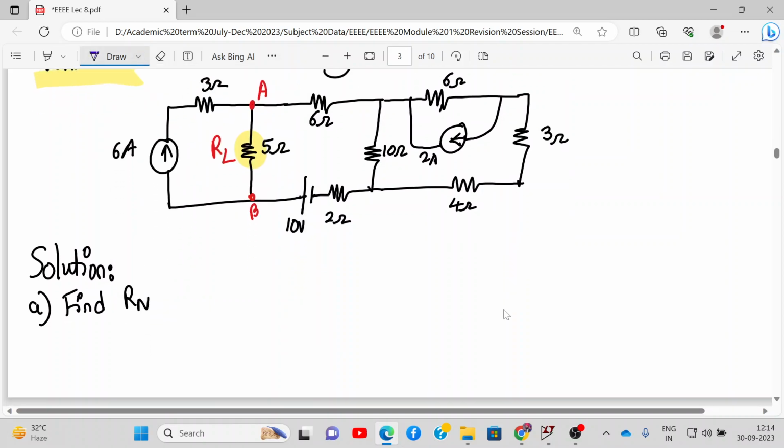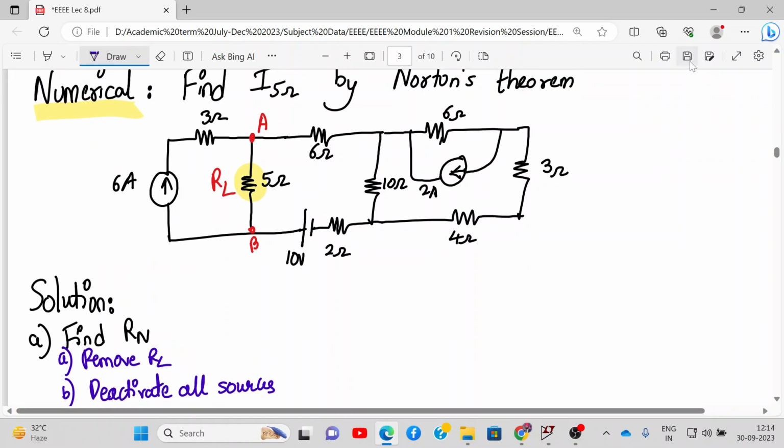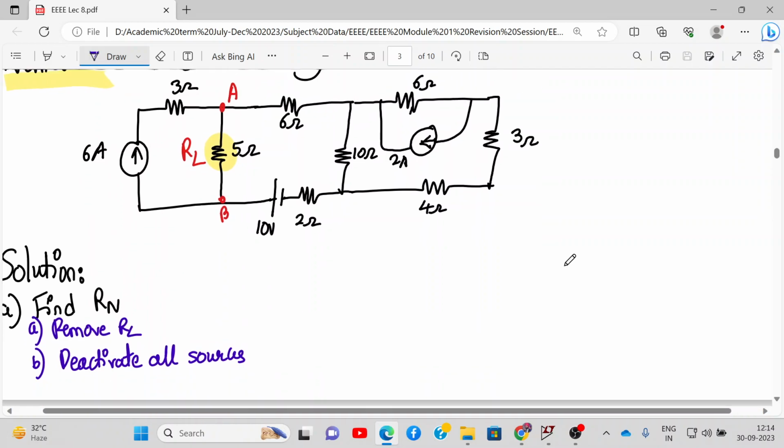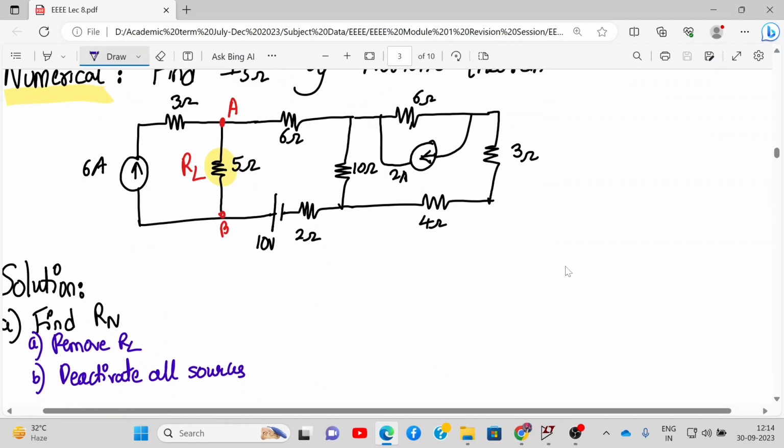So for Norton's resistance, we first remove RL and then we deactivate all sources. So we have deactivated all the sources. What we get over here is, let me redraw the circuit. We have this current source as open circuit. Then we have this resistance. These are points A and B in which we need to find the equivalent resistance.